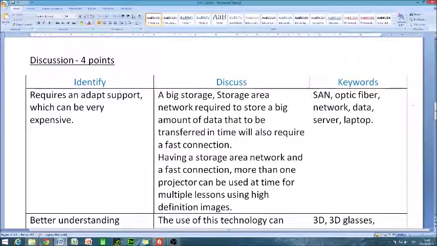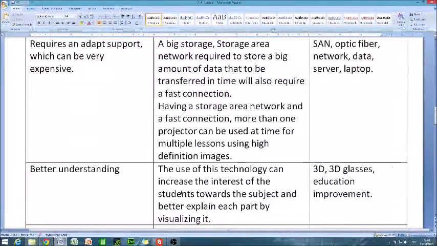My next paragraph will be the discussion. This will consist mainly of 4 points where we will give a balanced analysis of the situation. My first point is that this technology requires an adapted support, which can be very expensive. This consists of a storage area network to store a big amount of data that will need to be transferred in time, requiring a fast connection that can be obtained through an optic fiber. Having a storage area network, however, and a fast connection allow us to use more than one projector at a time for multiple lessons using high definition images.